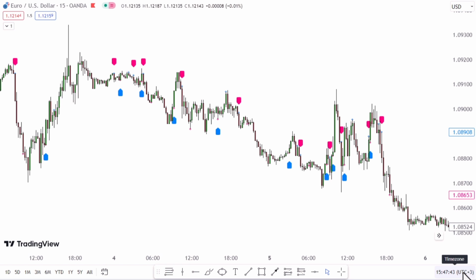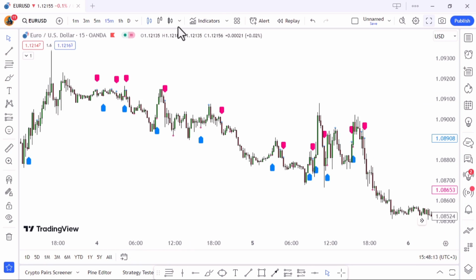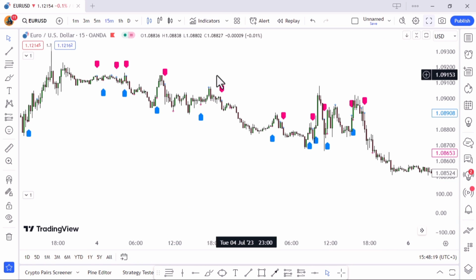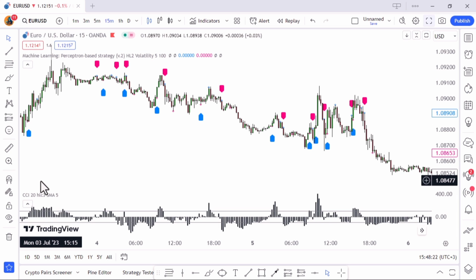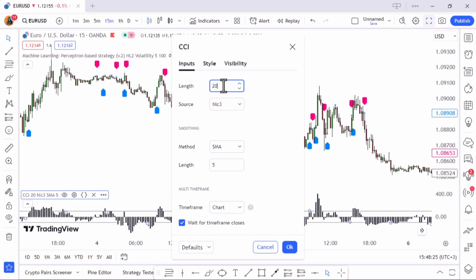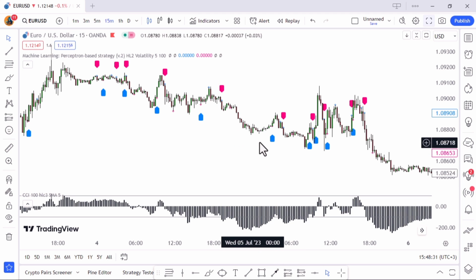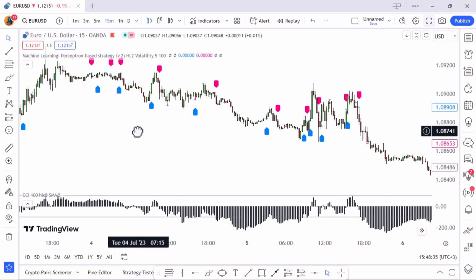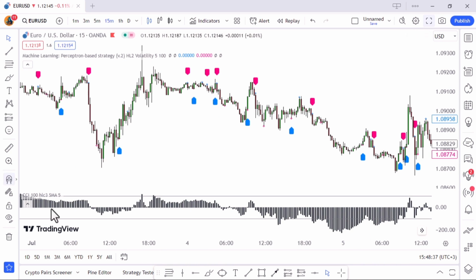To do this, we can use additional indicators like CCI, or Commodity Channel Index. When CCI is above the center line, indicating an upward trend, we focus only on buy signals. On the other hand, when CCI is below the center line, indicating a downtrend, we consider only sell signals.